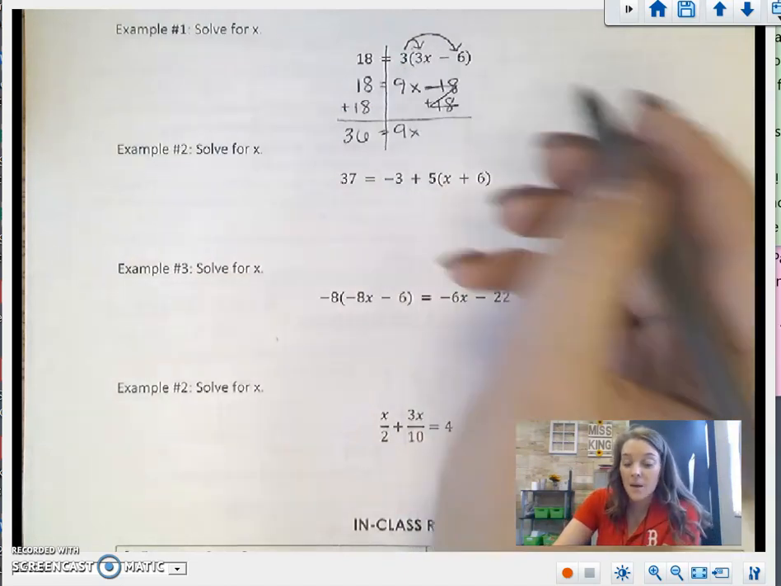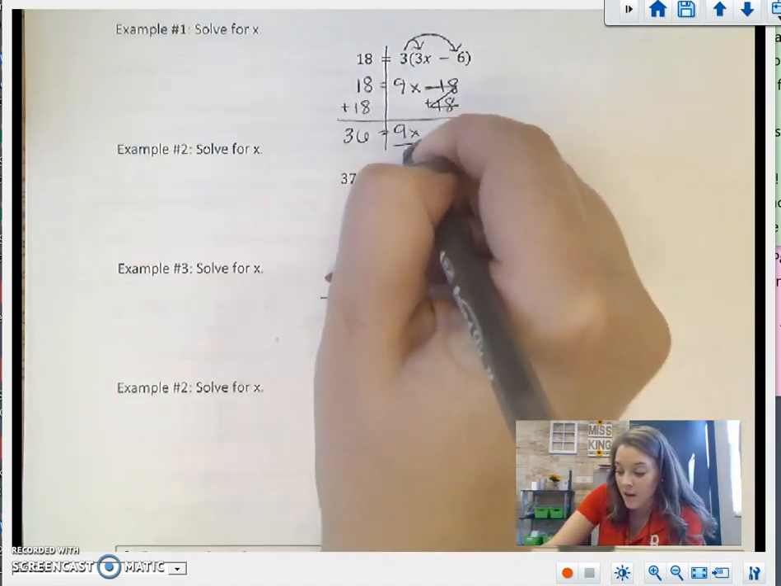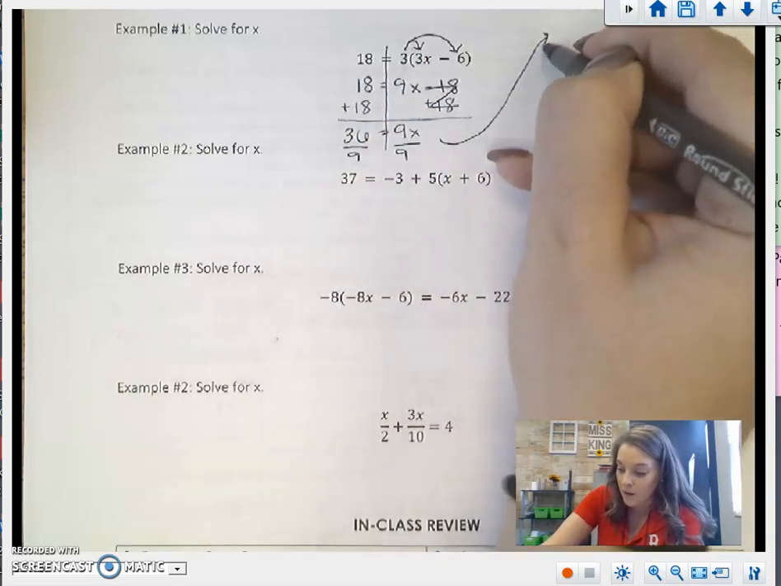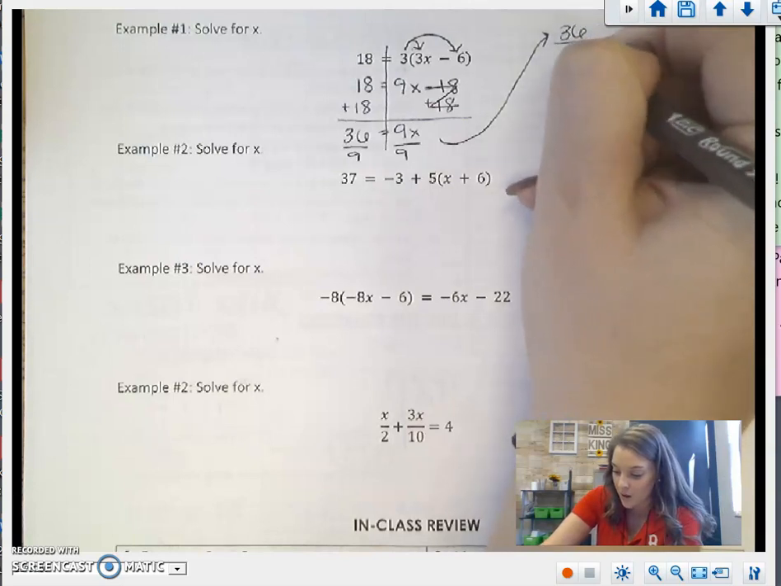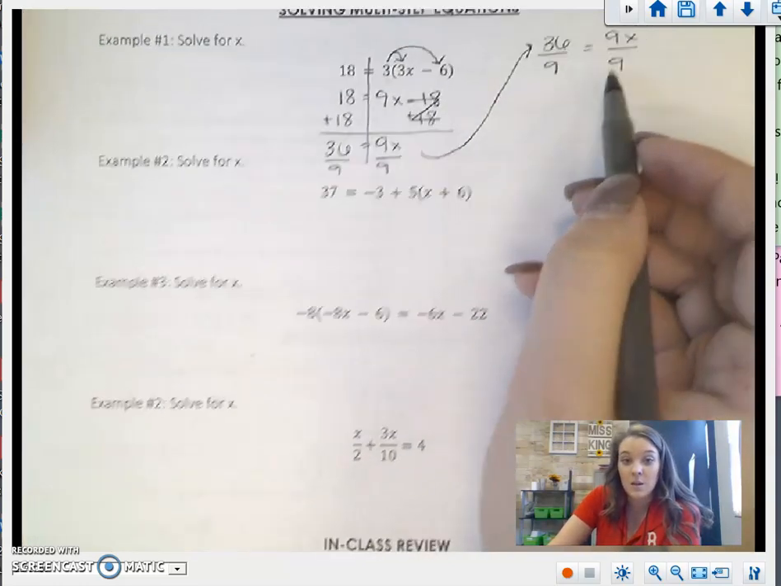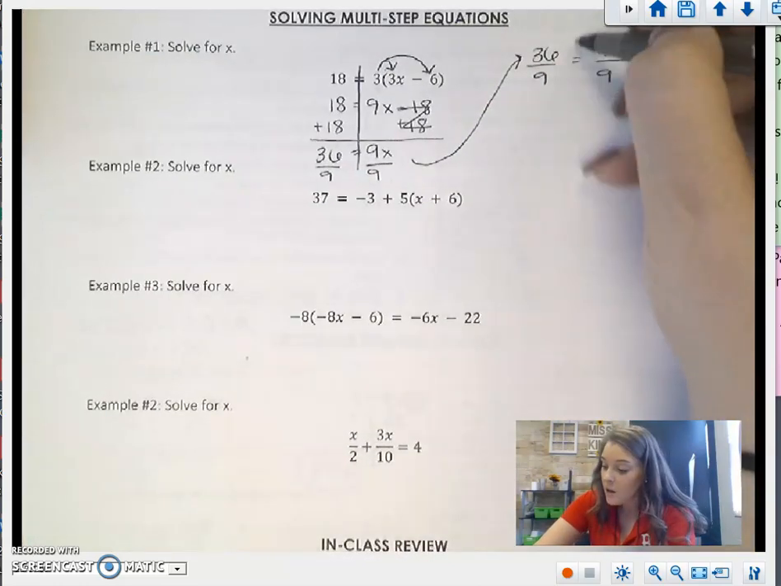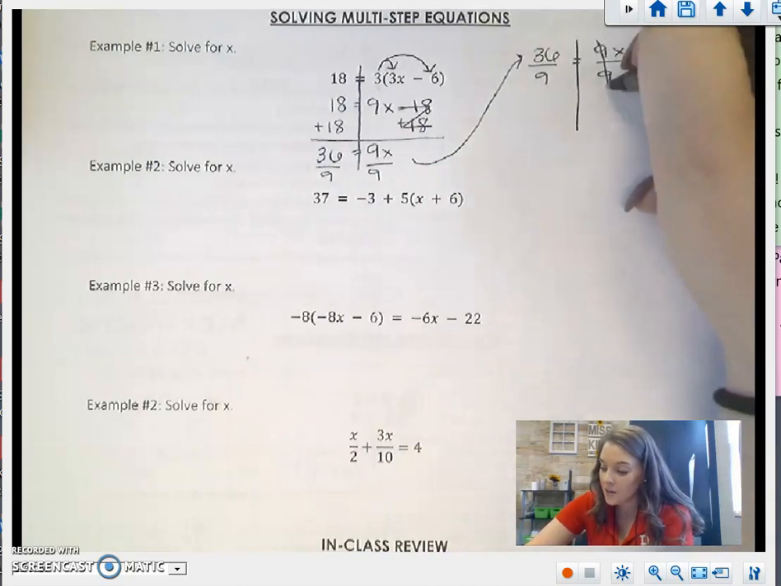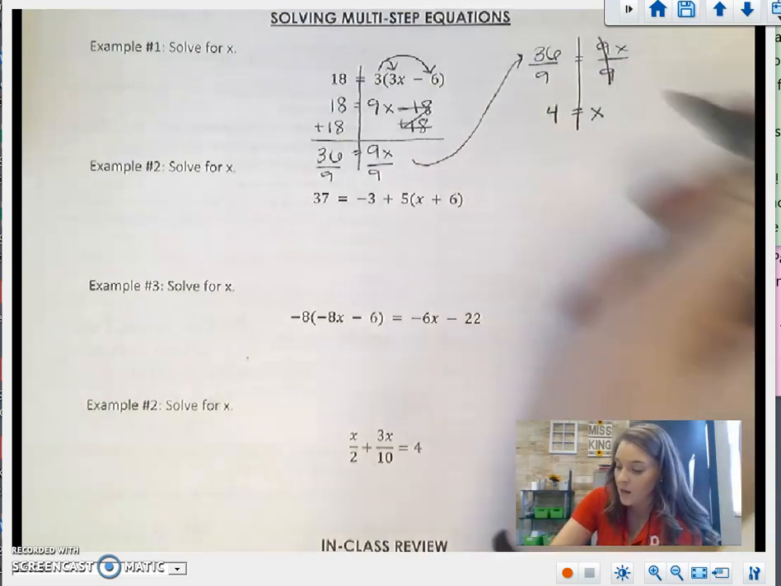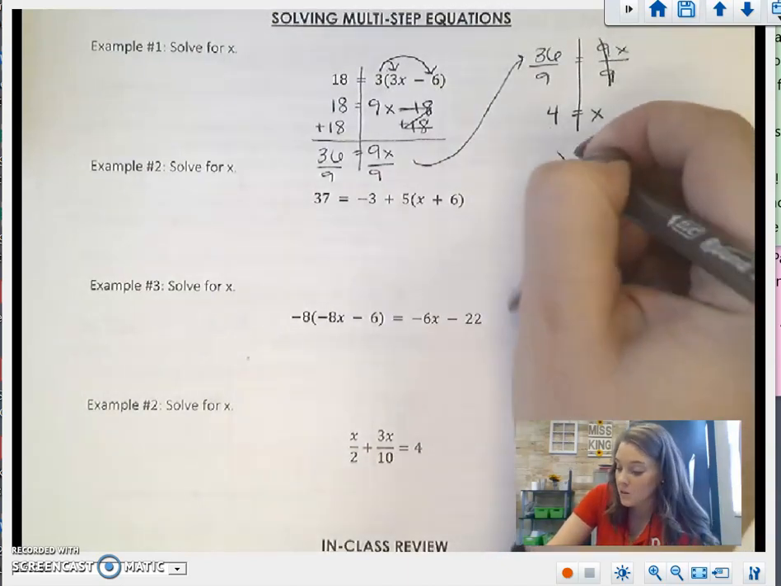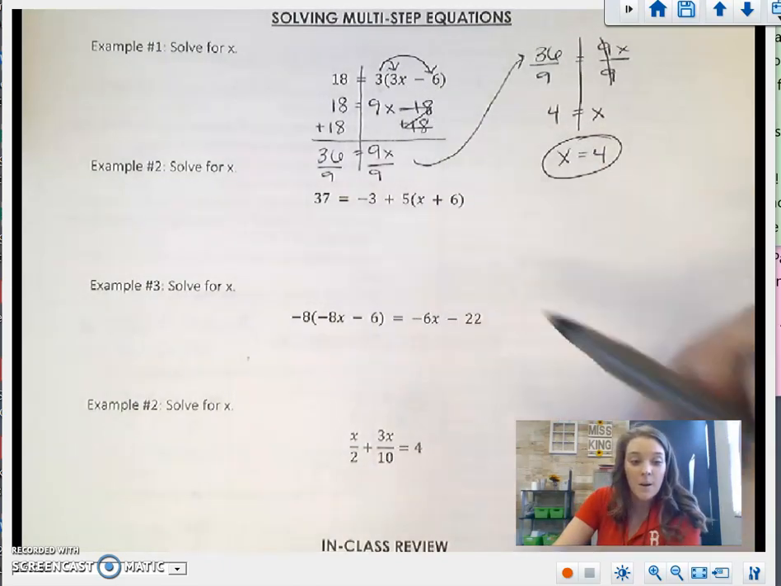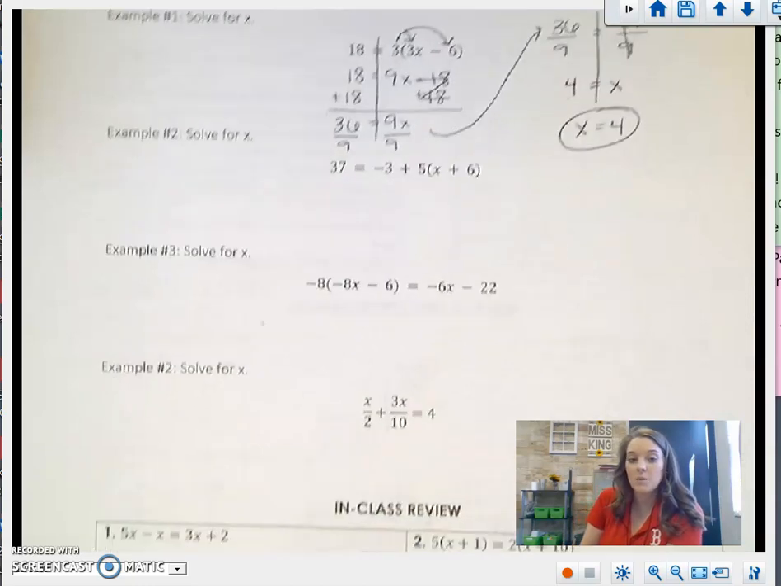My last step, I have 9x. To get rid of that 9, I'm going to divide both sides by 9. I'm going to move up here. So I have 36 divided by 9 equals 9x divided by 9. I just rewrote this right here. When I draw my line here, this 9 cancels out here. 36 divided by 9 is 4 equals x. So my answer will be 4 equals x, or x equals 4. I could substitute that back in to check my work, but I'm not going to do that right now. Rather, I'm going to move on to the next problem.